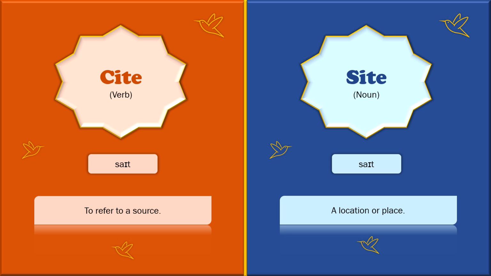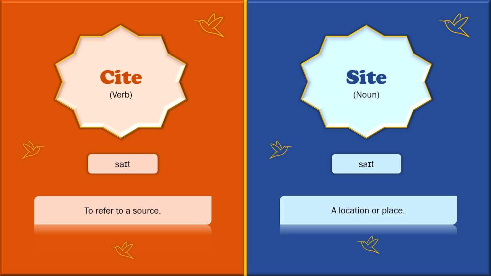Cite and site. You might hear them and think they're interchangeable, but they're not. Cite is a verb, and it means to refer to a source, like when you cite a book or an article in your essay. Site is a noun, and it means a place, like a building site or a historical site. So remember, you cite information, and you visit a site.